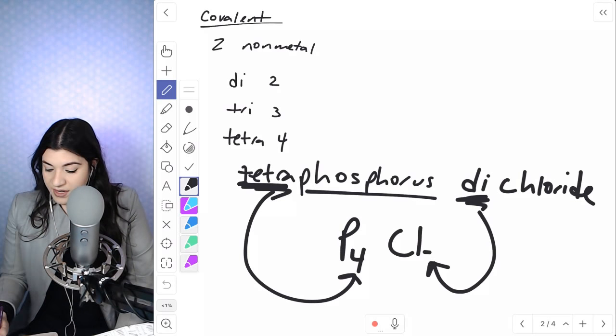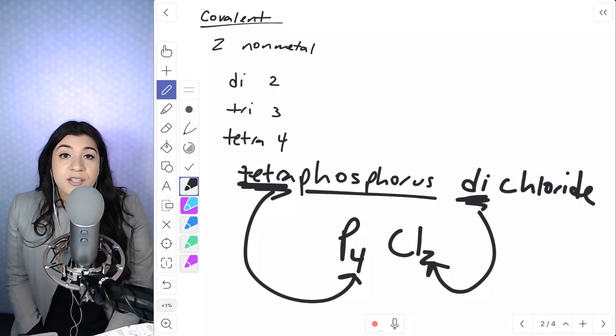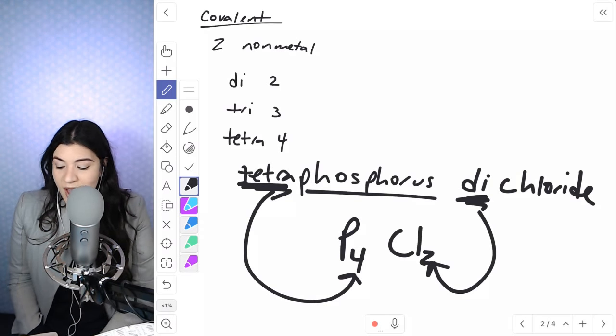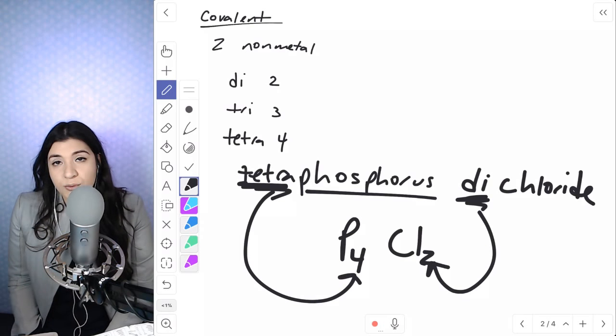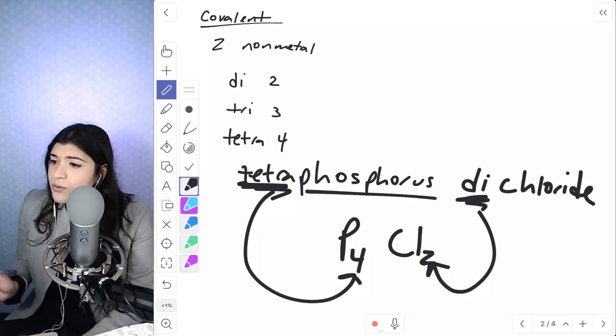So that's going to be the main difference between ionic and covalent. With ionic, you're always going to balance out your charges and make sure that those are good and the same. And for covalent, you never balance the charges. That's why the prefix is there. So definitely check out the video. I'm going to move on to Norma's question.